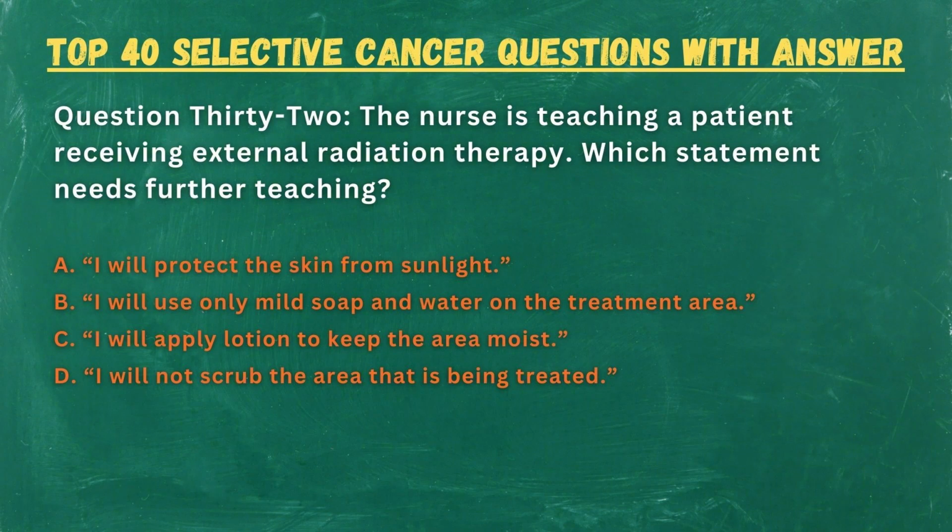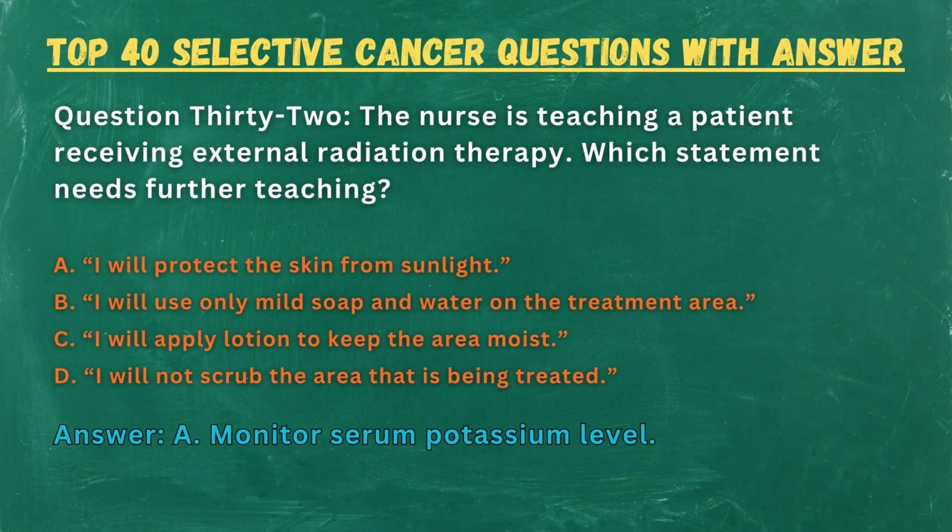Question 32. The nurse is teaching a patient receiving external radiation therapy. Which statement needs further teaching? A. I will protect the skin from sunlight. B. I will use only mild soap and water on the treatment area. C. I will apply lotion to keep the area moist. D. I will not scrub the area that is being treated. Answer: C. I will apply lotion to keep the area moist.